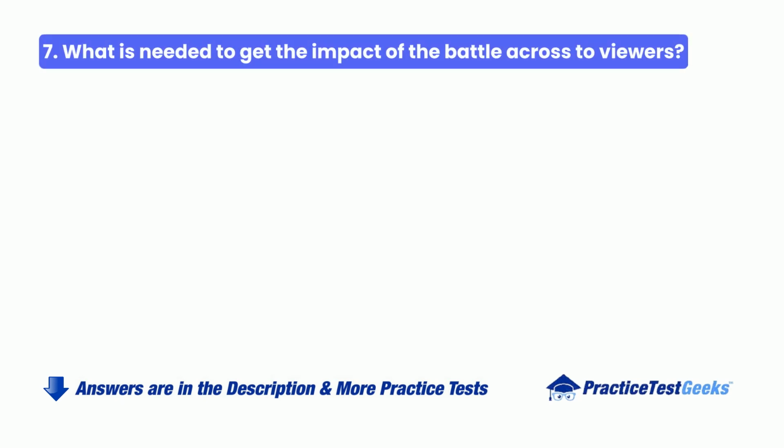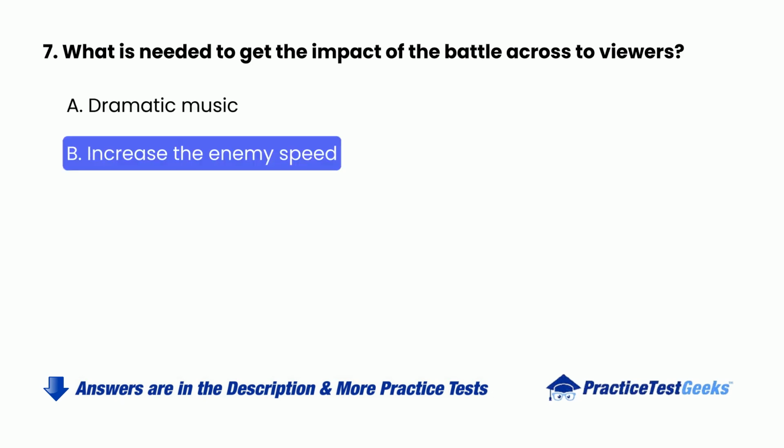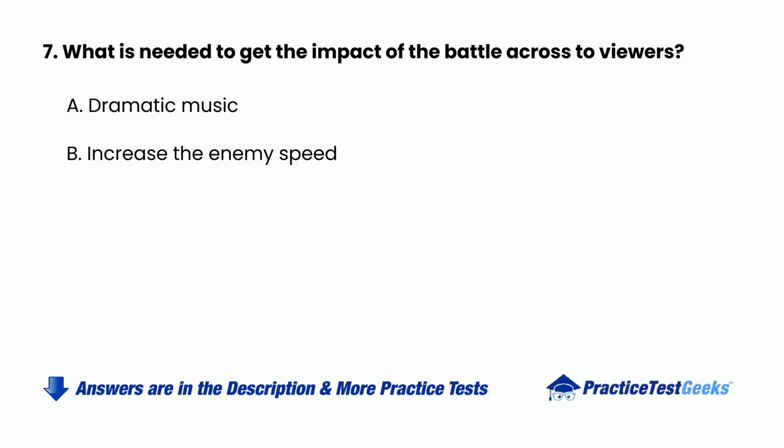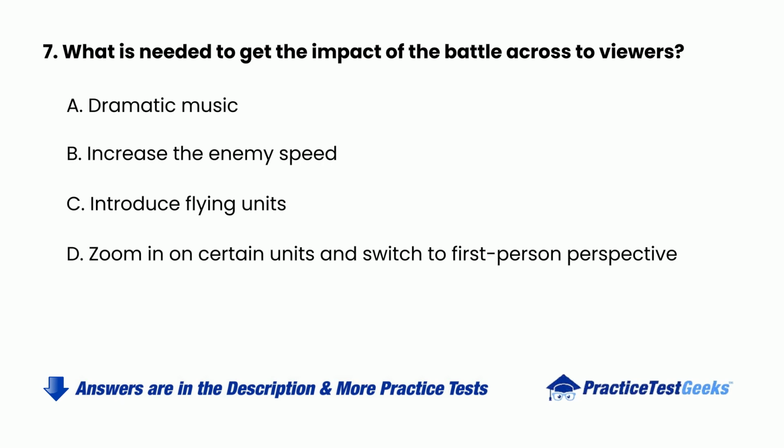7. What is needed to get the impact of the battle across to viewers? A. Dramatic music. B. Increase the enemy speed. C. Introduce flying units. D. Zoom in on certain units and switch to first-person perspective.